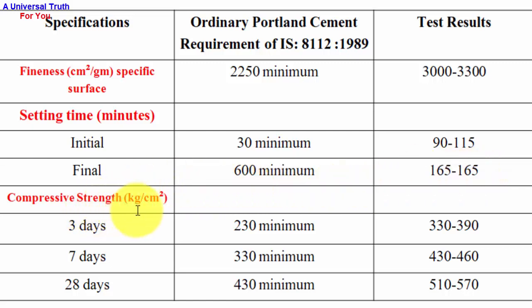Compressive strength in kilogram per centimeter square: in 3 days, 230 minimum, result is 330 to 390. In 7 days, 330 minimum, result is 430 to 460. In 28 days, 430 minimum, result is 515 to 570.